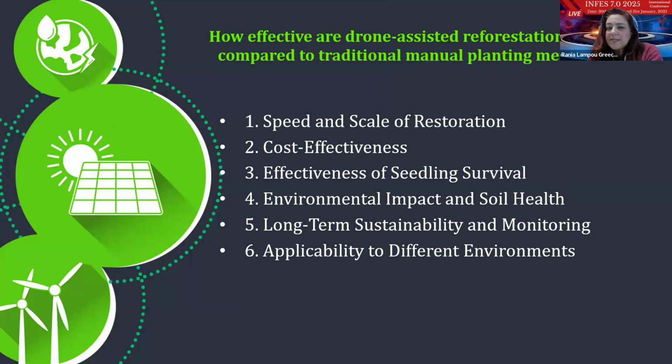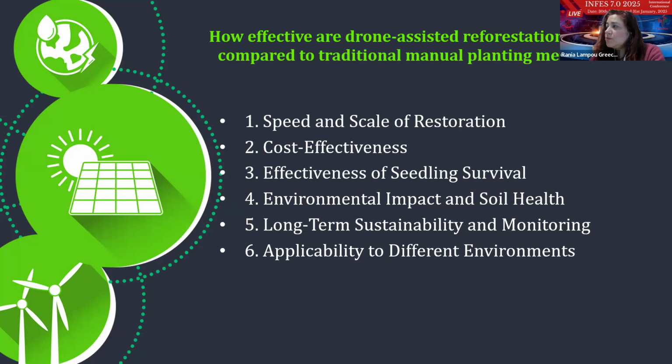We now have more speed and scale in restoration, and it's about the cost effectiveness, the effectiveness of seedling survival, the environmental impact and soil health. We have minimal soil disturbance, very important. Drones generally cause minimal disruption to the soil compared to what was happening with traditional methods, as they do not require heavy machinery for planting. So this is beneficial, especially in fragile or sensitive ecosystems where soil compaction or disruption could harm the environment.